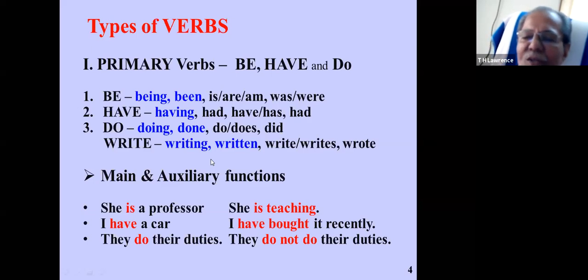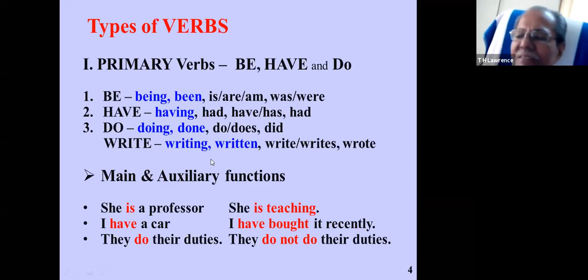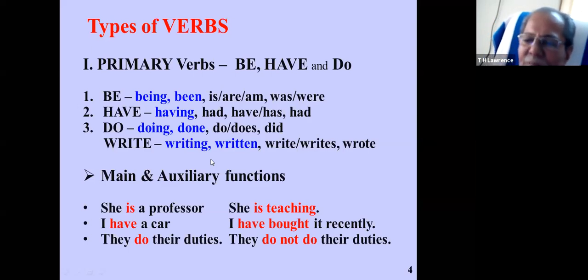Now take the other, the have verb. I have a car. So have is the only verb there, so it functions as the main verb. Now go to the right side. I have bought it recently. Here also you have used have, but with the main verb bought. So it became have bought, which means that here the verb have is only an auxiliary or a helping verb. Go to the do verb. They do their duties. So do is the main verb here. And when you come to the right side, you will find they do not do their duties. So here the first do is an auxiliary verb and the second do is a main verb.